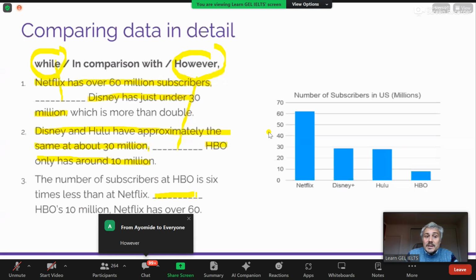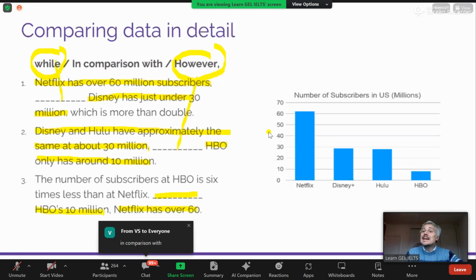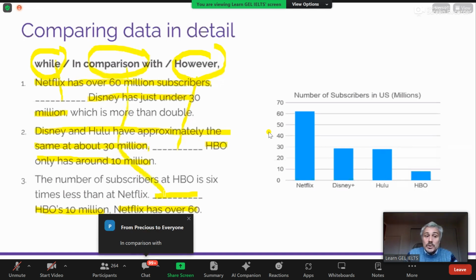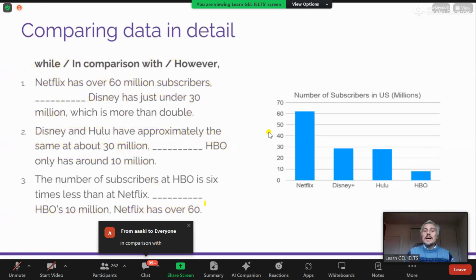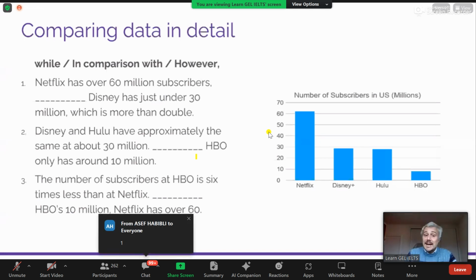And finally, the last one is an adverb phrase. We have one clause and we have a noun. There's no verb and no subject here. So we need an adverb phrase. In comparison with HBO's 10 million, Netflix has over 60 million. So we've got more examples here, everybody, of the three different types of linking words, three different types of sentences you can use to make detailed comparisons. Well done, guys, well done.